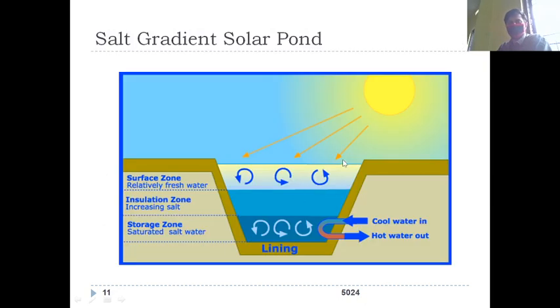Here you can see a clearer picture. Solar energy is falling on the top layer. The water gets heated up. The thermal energy will be transmitted here. Since there is a black lining at the bottom, it will absorb the solar energy and the water will get heated up, right? But since there is a salinity gradient in the middle layer, there won't be any convection currents.